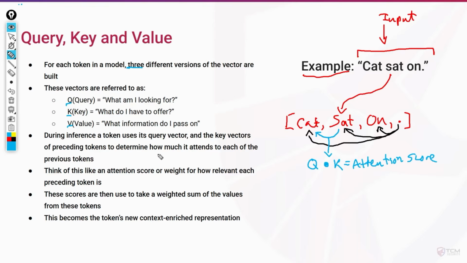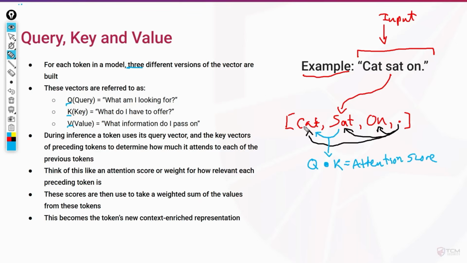You can think of this attention score or weight as how relevant the preceding token is. In this context, for this short sentence, and because sat relates a lot to cat, it tells sat what actually is the thing that is sitting. That attention score weight is going to be fairly high. But remember, each of these would be doing this exact same thing. So "on" would be asking the same thing: how much do I care about the word before, and how much do I care about cat? These scores are then used to take a weighted sum of the values.